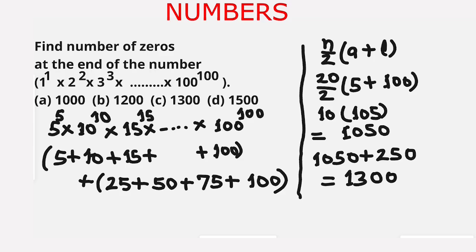So the number of zeros at the end of the given number is 1300, and from the given options our answer is option C, 1300. I hope you have understood the method of solving such type of questions. We go to the next question.